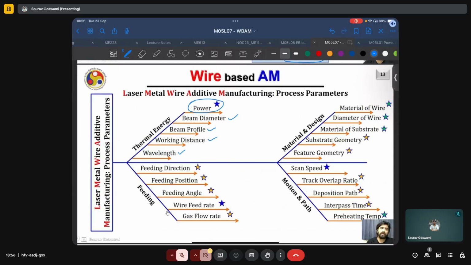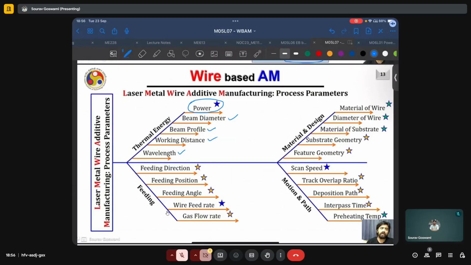In terms of the variables controlling the feeding rate, we have the feeding direction, the feeding position, the feeding angle, the wire feed rate, and the gas flow rate. Again, if we have a coaxial wire feeder, then the direction, position, and angle are all fixed. And if we have a rotational type lateral wire feeder, even then the angle and the position are fixed. It's only the direction which you are varying.